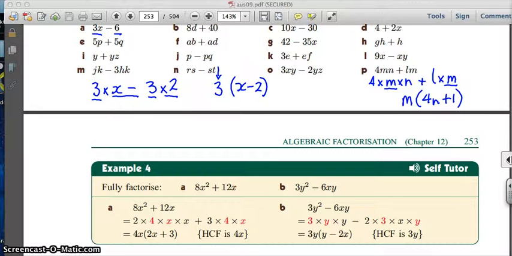Can we remember that? Remember that from last week? These ones again, you've got to expand them all out. Expand out and make multiples.